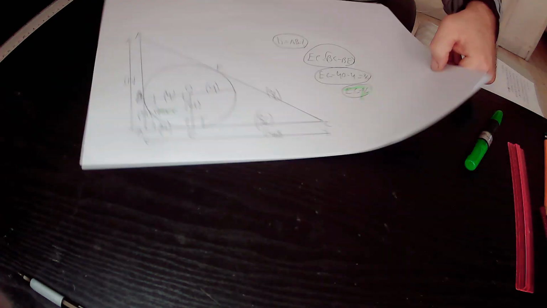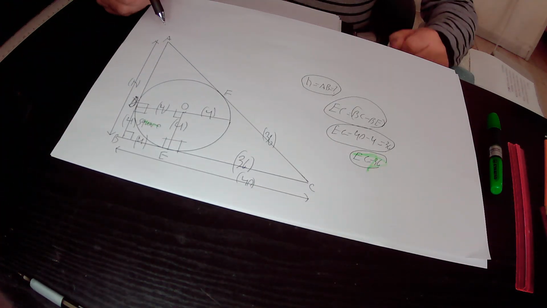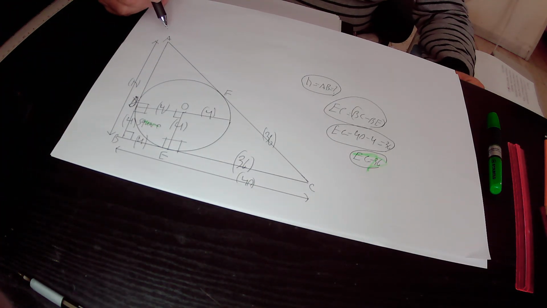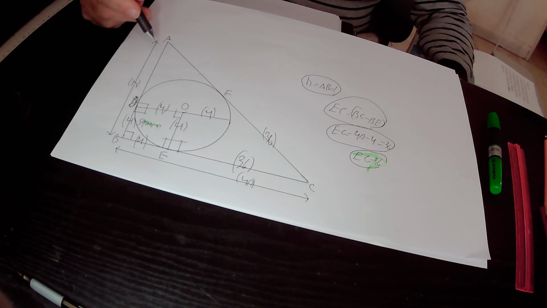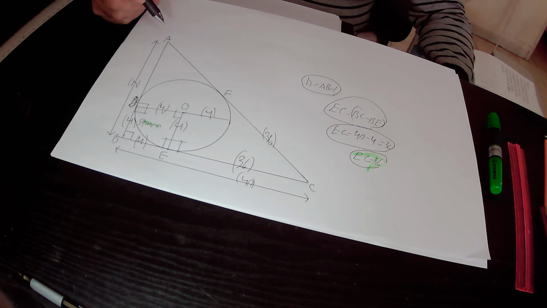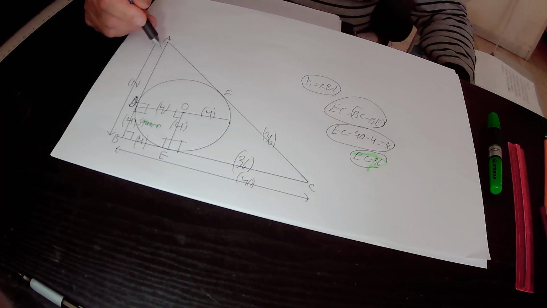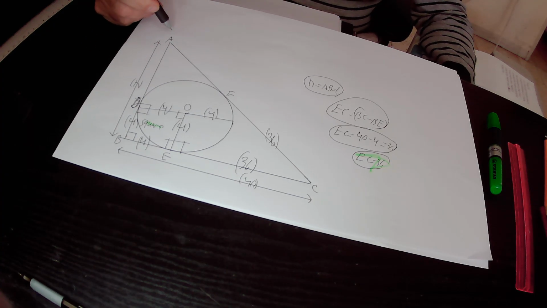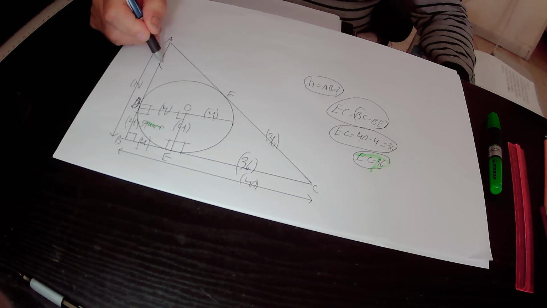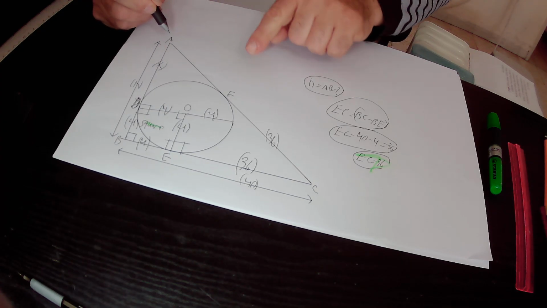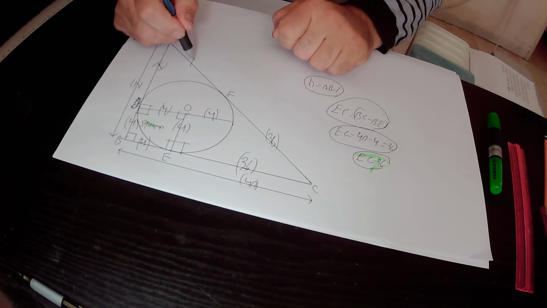In the next step, we focus on this common standpoint, point A. From this common standpoint, point A, we have two tangents to this circle, tangent AD and tangent AF. According to rule 2, they are equal to each other. That is to say, AD equals AF. So if we define the length of tangent AD as x, then the length of tangent AF must also be equal to x.